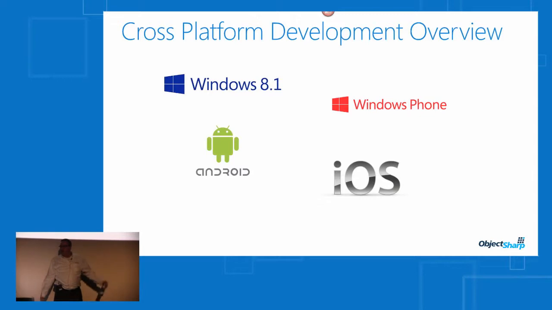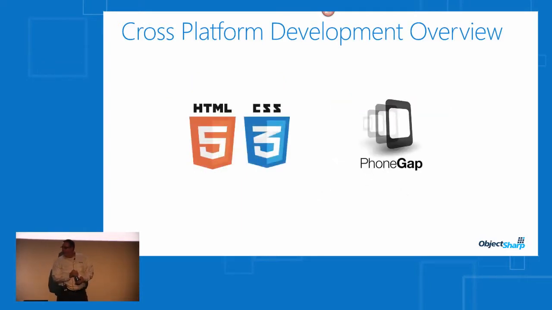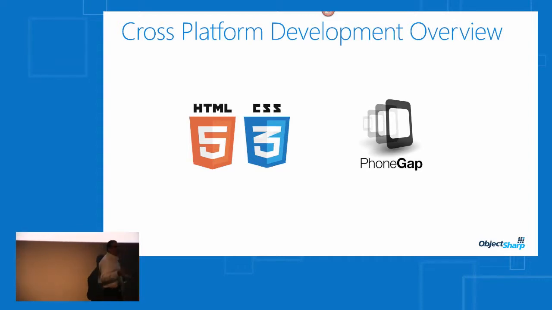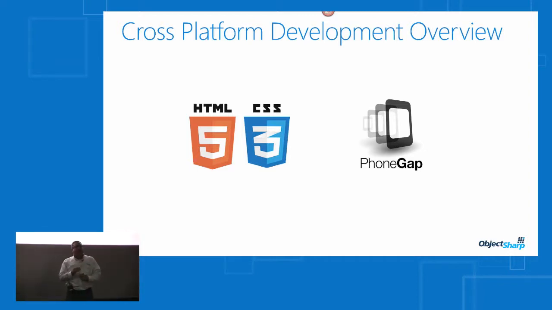So what are some of your choices? We've got a bunch of different platforms: Windows Phone, Windows 8.1, Android, iOS. A ton of others, yeah. So one of your choices is to just use PhoneGap, as we talked about with the write once, run anywhere thing, and it does a great job. HTML, CSS, PhoneGap, and you can get a great experience, but again, not the best.